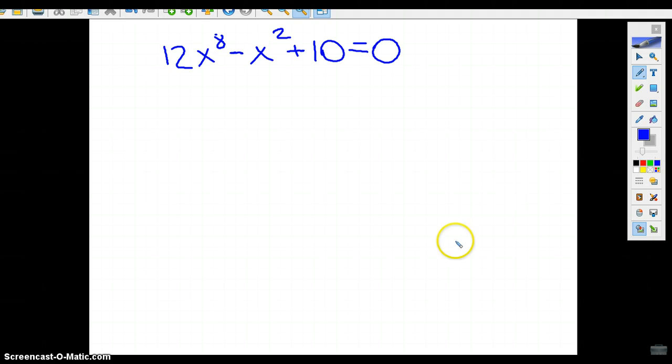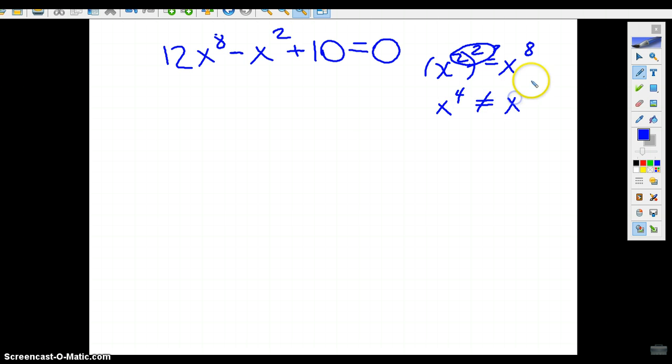12x to the 8th minus x squared plus 10 is equal to 0. So ask yourself, can you change this into a u? And then this is u squared. Well, what is x squared squared? Does it equal x to the 8th? That's our job to figure out. What do we do with these exponents? Yep, we multiply them together, and that's x to the 4th. So x to the 4th does not equal x to the 8th.